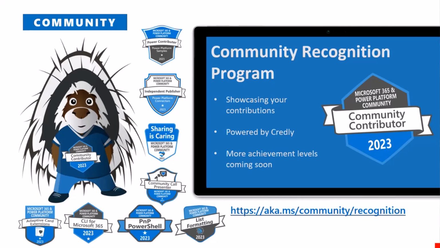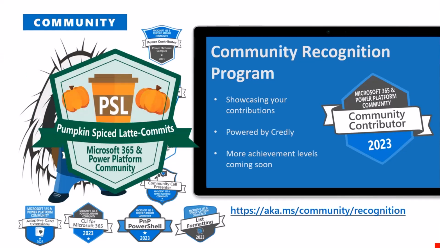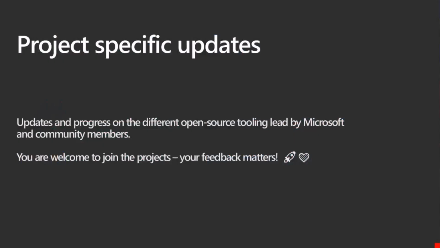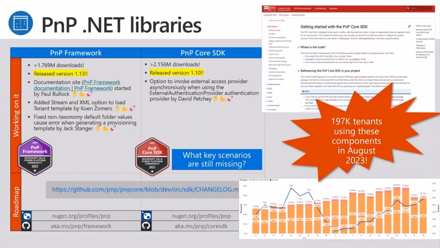And because fall and October/Hacktober is right around the corner, we got some fun thematic badges: pumpkin spice, a lot of commits, and our Hacktoberfest badge. So we are right and ready for that Hacktoberfest event. Definitely go in there, get some contributions made. All you need to do is to get this badge from the community, and it's a fantastic way to collaborate with others as well. So aka.ms/community/recognition.